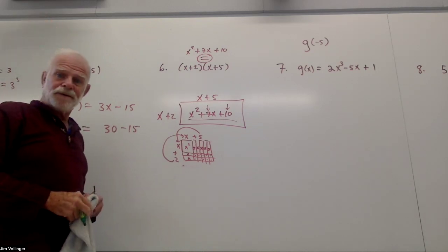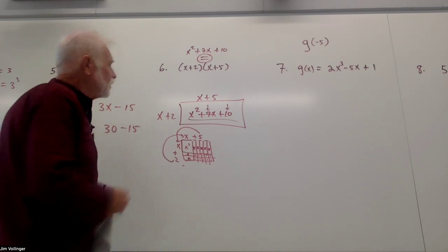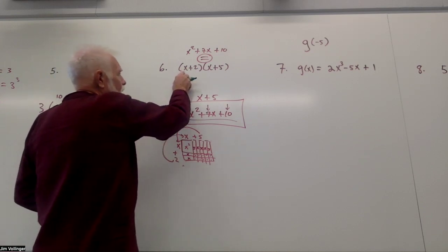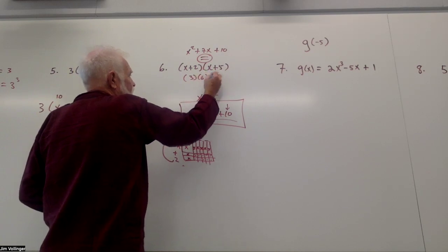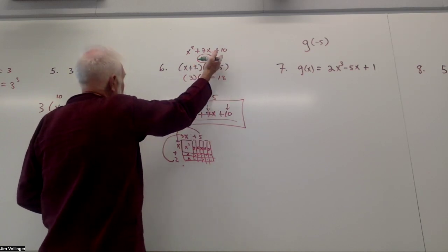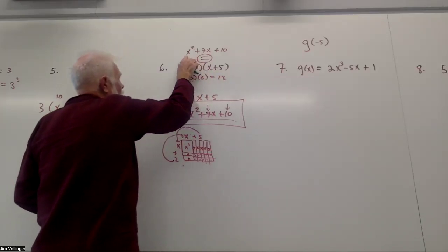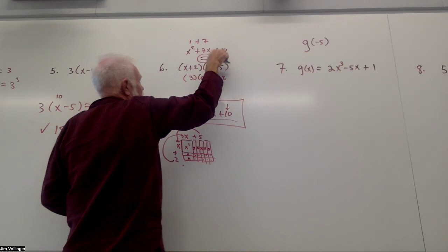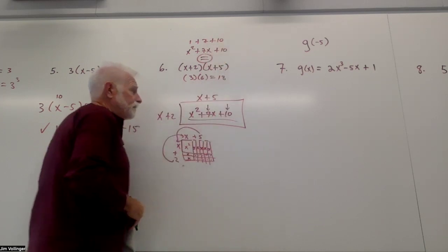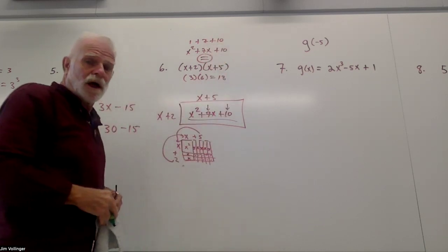Yep, you're right. Pick a number. Now, what would be the easiest number to pick here? Probably the number 1. 1 plus 2 is 3. 1 plus 5 is 6. 3 times 6 is 18. If I put the number 1 in here, I better get 18. 1 times 1 is 1. 7 times 1 is 7. Plus 10. I got it. I think I can move along.